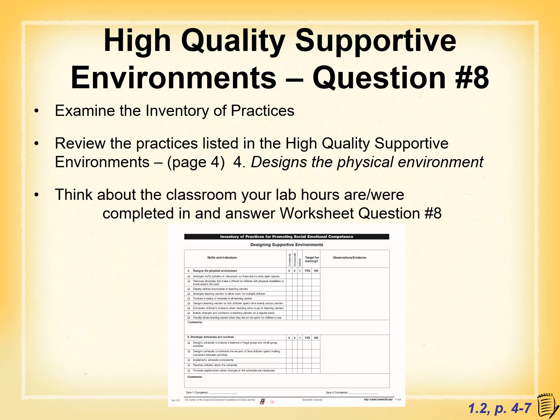You're going to be using one page that's in your inventory of practices handout, and that's page 4, number 4, which is designs physical environments. You just want to have that open so you can read it. It is about, I don't know, 10 indicators. And those have been made into questions on your worksheet, kind of combined together and created into questions.